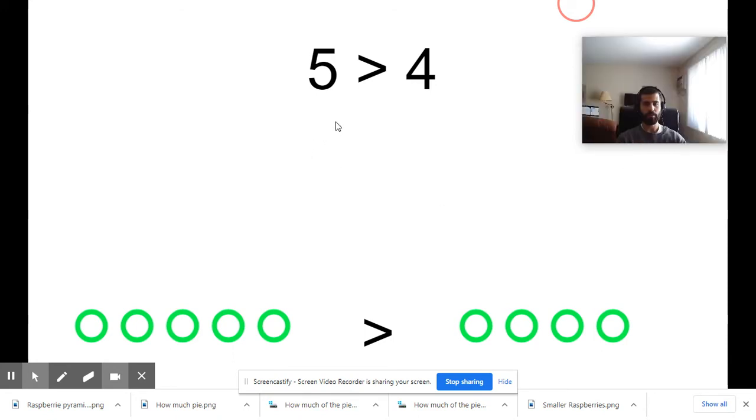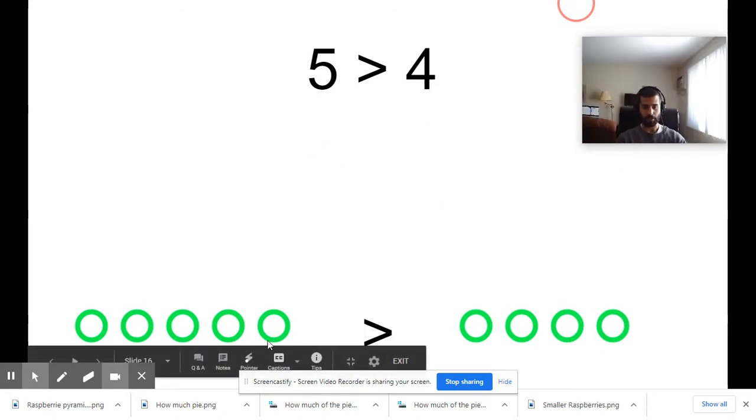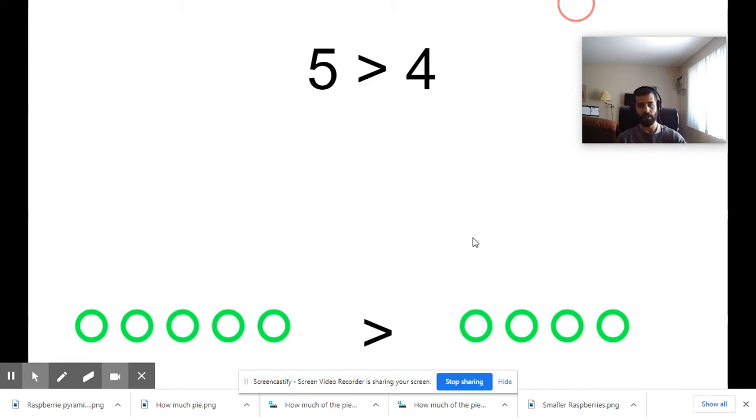So 5 is greater than 4. That seems pretty obvious. 5 circles and then 4 circles. 5 is bigger. There's not even a negative here. So what we're going to do is do things to both sides of the equation as though we were solving for x. Whenever you did something to one side, you did it to the other to keep it equal. So we're going to see how that works when they are inequalities, if we can do the same thing.